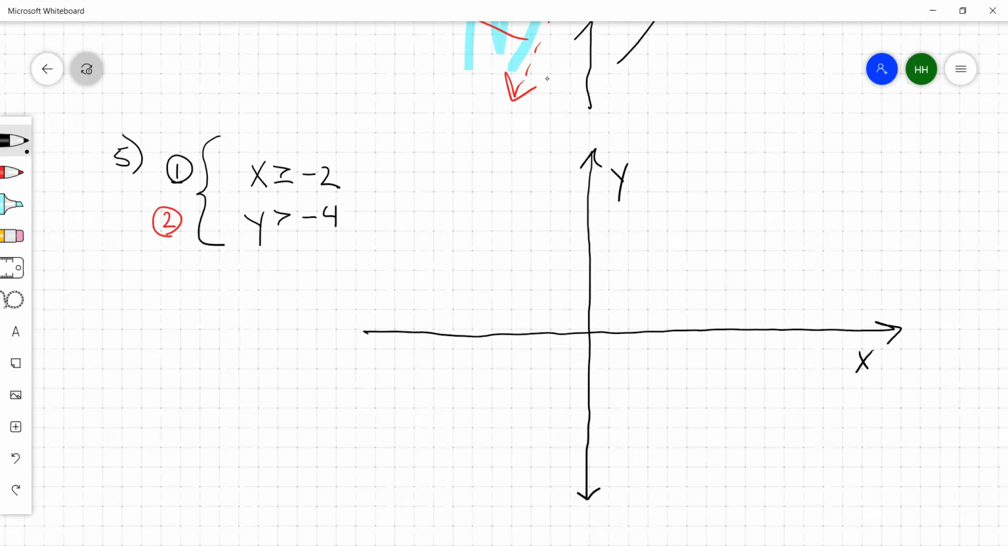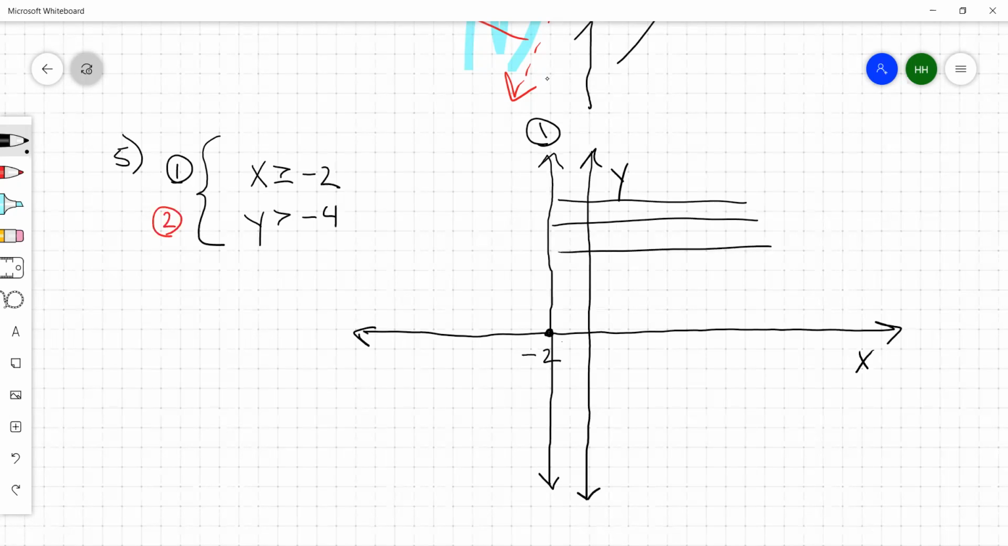X greater than or equal to negative 2. So we go to the x-axis and we put a point on negative 2. X equals lines, or x greater than or equal to lines, those are vertical lines. So we're going right here. That's the graph of x is greater than or equal to negative 2. There's your line 1. I'm going to shade to the right, everything greater than negative 2.